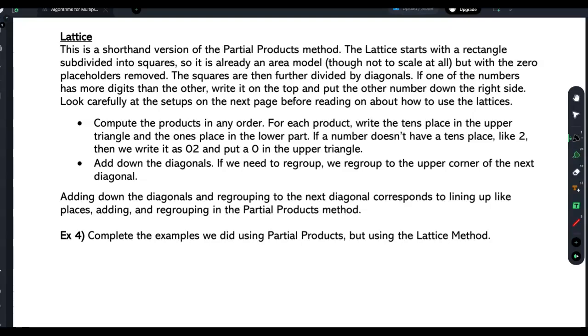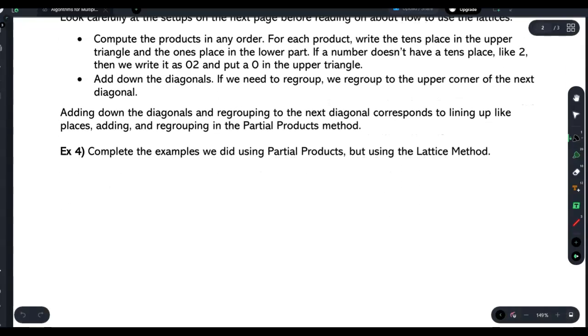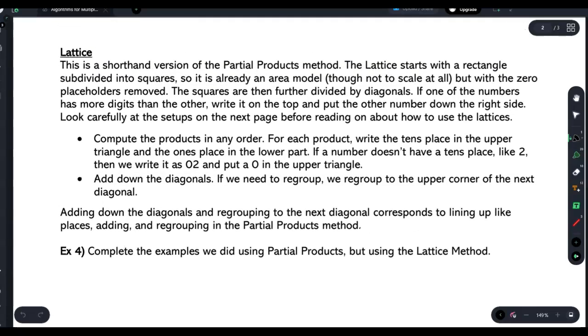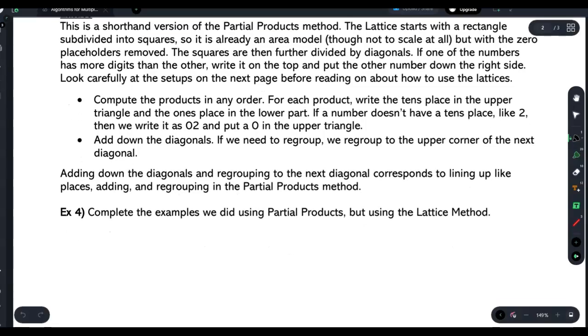The next method we're going to look at is the lattice method for multiplication. It starts with a rectangle that's subdivided into squares, and then we further divide it into diagonals, and then we add along the diagonals. So if we have the same number of digits in the numbers that we're multiplying, then we would just draw a square, and we don't have to worry about the placement of one number over the other. However, if one of your numbers has more digits than the other, that one should go at the top.